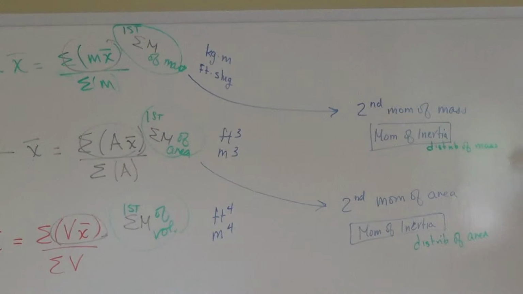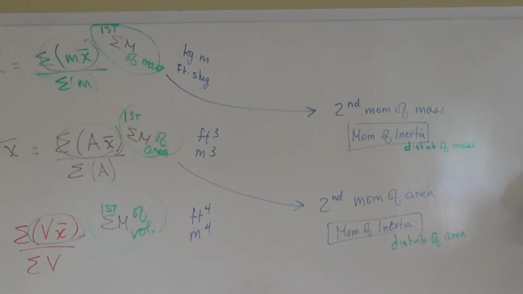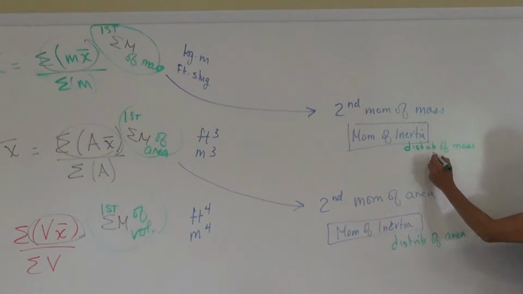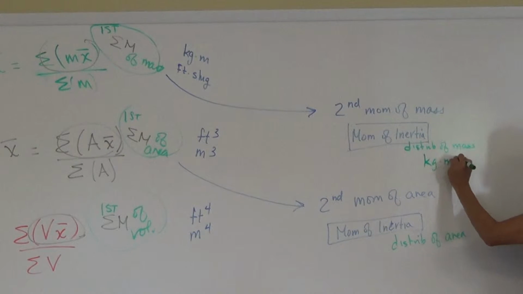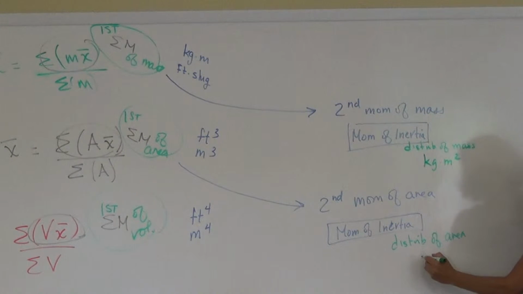Think you do with that value? It would be another distance. So what would be the unit of moment of inertia? Kilogram meter squared. What do you think this one would be? Foot to the fourth, right? To the fourth, and meters to the fourth.